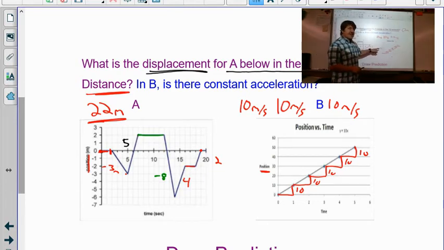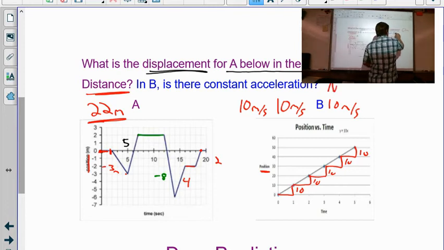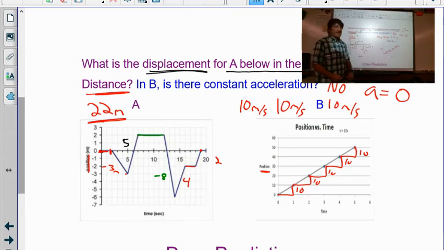So this is a position versus time graph. And on a position versus time graph, when you have that straight line, your speed didn't change. So you were not accelerating. So is there a constant acceleration? No. Acceleration equals 0. You might say that's constant, but it's 0.